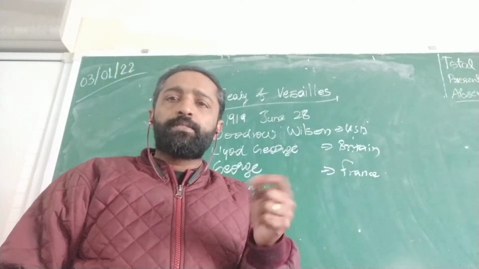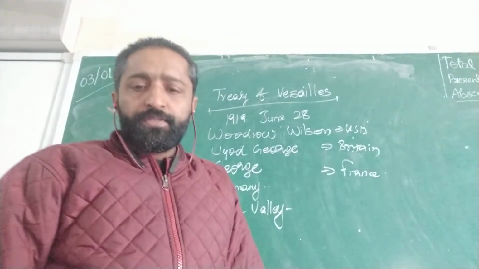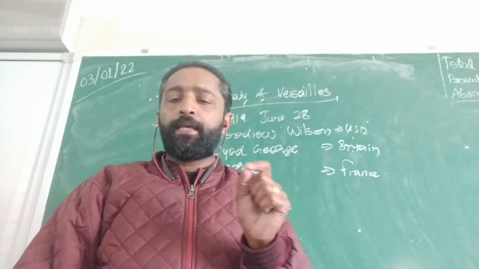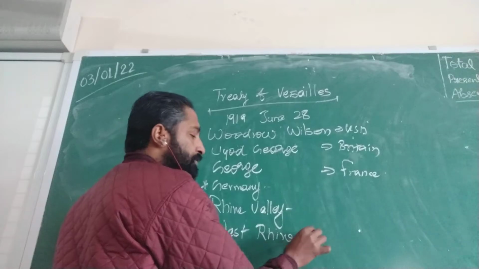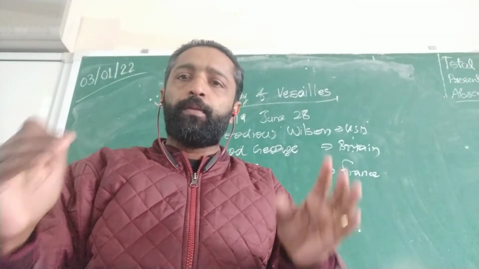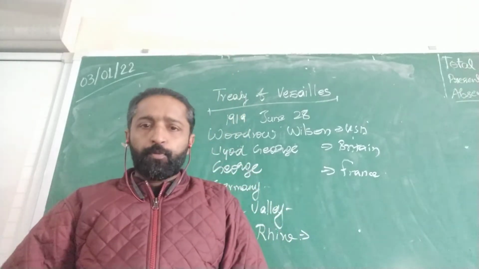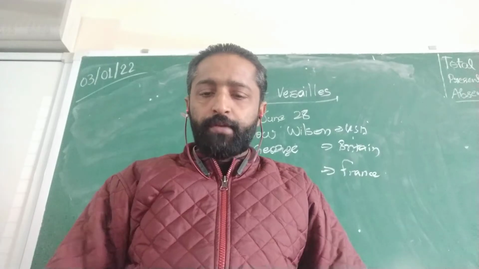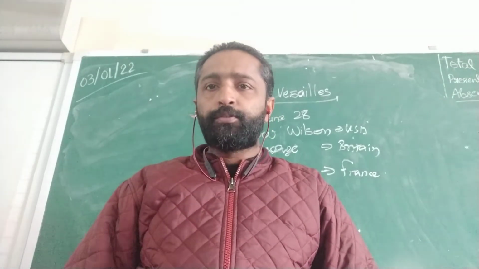Third, the places in Germany like the Rhine Valley were to be demilitarized. It means military will not be there in this Rhine Valley, and West Rhine was to be occupied by the Allied troops for 15 years. So for 15 years the West Rhine will be controlled by the Allied troops, and the Rhine Valley will be demilitarized. The next point is that Alsace-Lorraine was given to France, a place that was under Germany, and Eupen-Malmedy was given to Belgium, and Schleswig was given to Denmark, which means the places of Germany were given to the victorious countries.